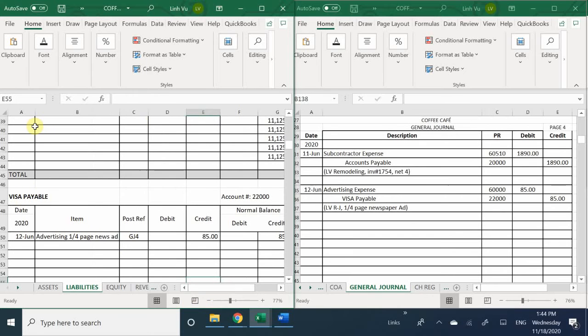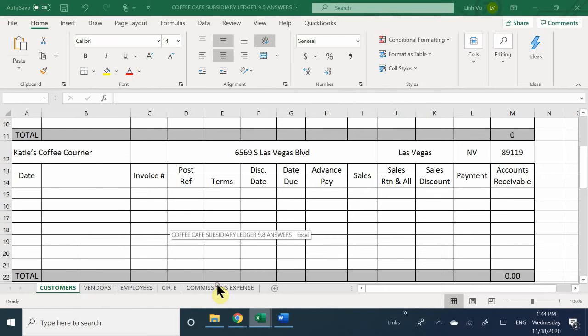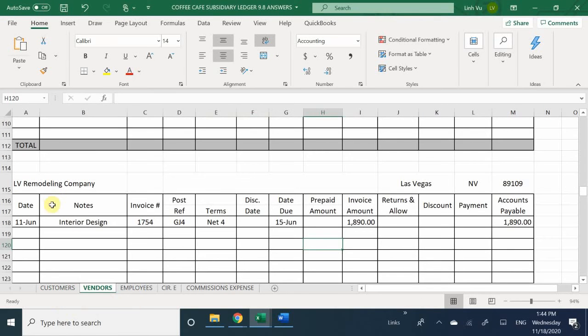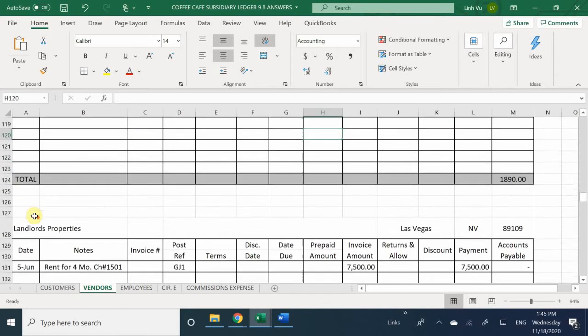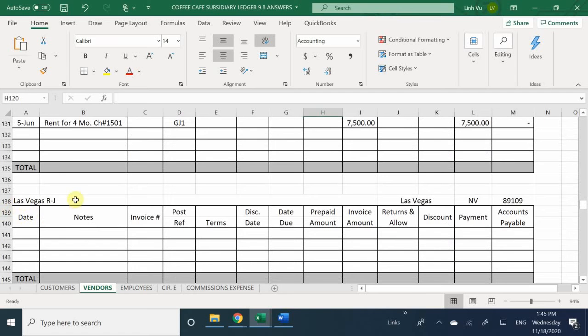Now that I've placed it into my ledger, what's going to come next? Now we have the subsidiary, because, no, we don't have a vendor. Yes, we do. No, I'm confusing myself with the credit card. So we paid them with the credit card, but yes, the Las Vegas RJ. So here I'm going to go to my vendors for the Las Vegas RJ, which should be right under LV Remodeling. Nope, after Landlord. Las Vegas RJ.